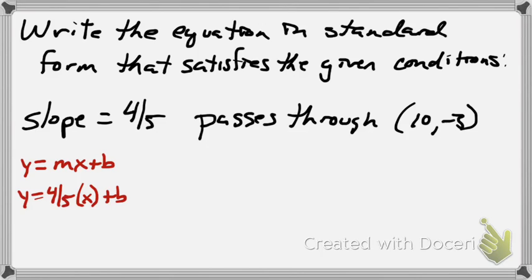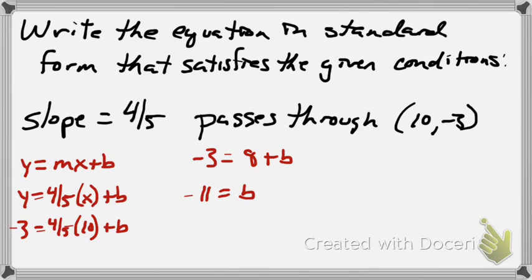Step 1, the slope is 4/5. That's going in for m. The 10 is going in for x. The -3 is going in for y. Now we have to solve for b. 4/5 times 10 is 8. Subtract the 8 to the other side. I get b is equal to -11. Did you get that far? B is equal to -11. Check your work up there and see what you did wrong.